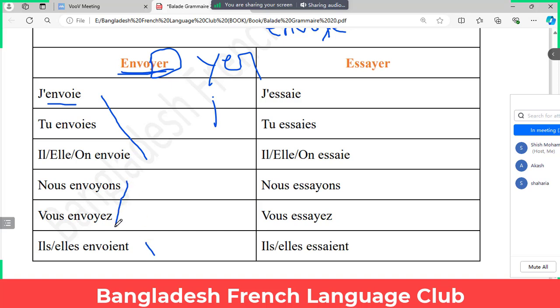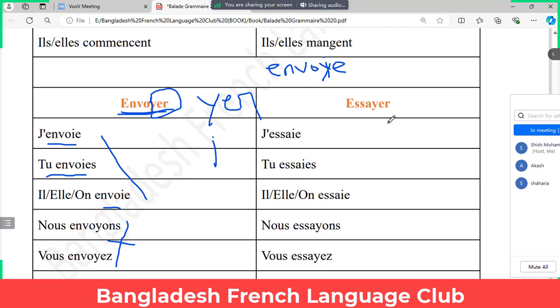But with nous and vous, the Y is Y here, okay? So you see here, j'envoie, tu envoies, elle envoie, and the last, elles envoient, okay? But nous envoyons, vous envoyez, okay? Those two are okay. But for the first three and the last, we have to make Y into I.